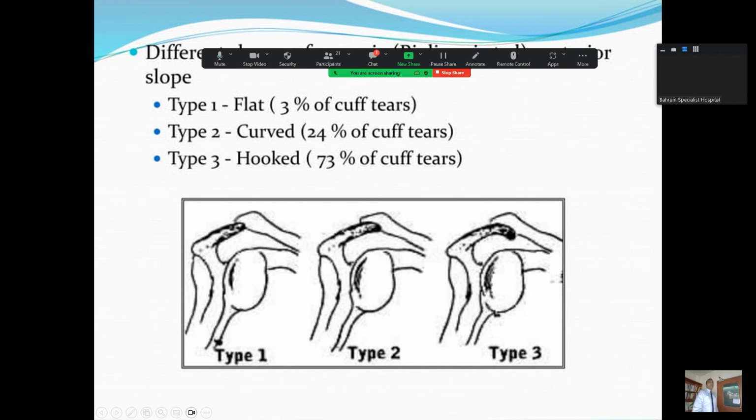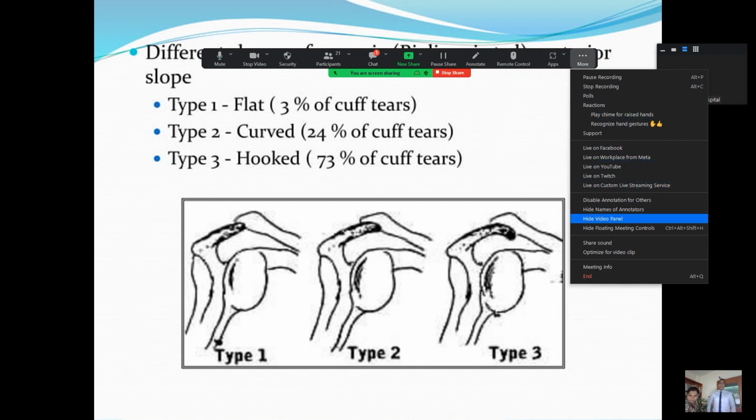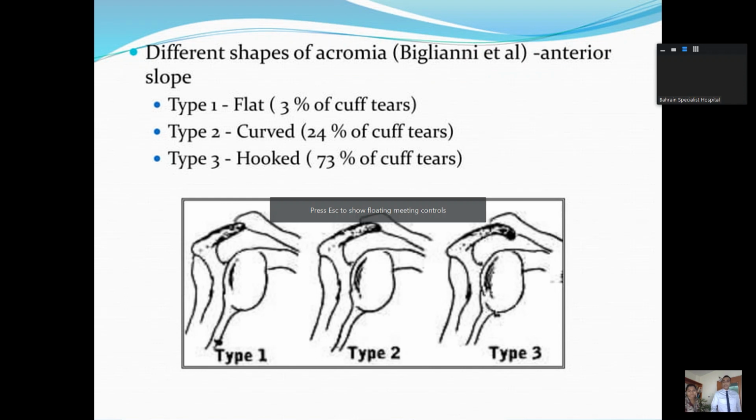So there are different types of the acromion. The most common type associated with rotator cuff tears is the type 3 acromion. Type 3 acromion is a hooked acromion, wherein the acromion is pointed anteriorly and forward. It forms a kind of a hook. This hook impinges into the rotator cuff muscles and eventually damages the cuff. So the hook type of acromion is most commonly associated with tears.